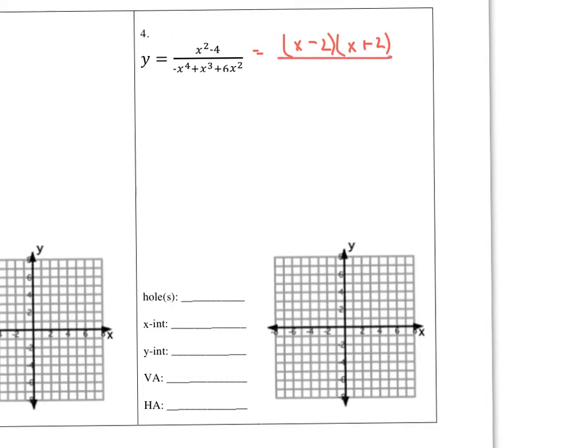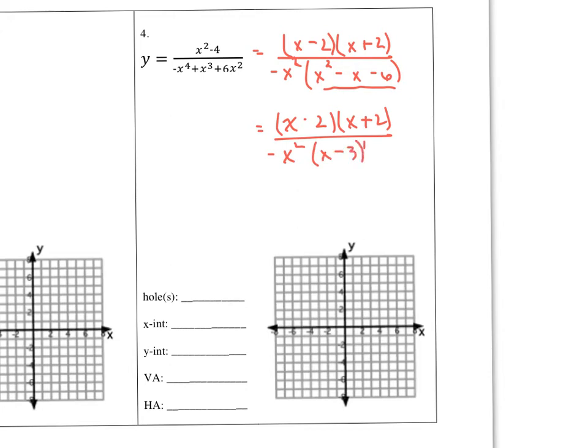I'm going to factor out a negative x squared. I always like to have a leading coefficient with my quadratics that is positive, giving me an x squared minus x minus 6, and this can now be factored. So I've got an x minus 2 times an x plus 2 all over a negative x squared times an x minus 3 times an x plus 2.